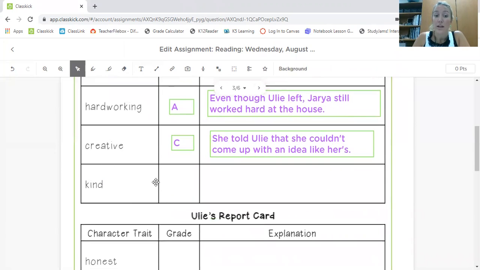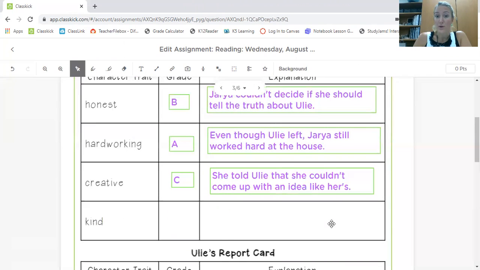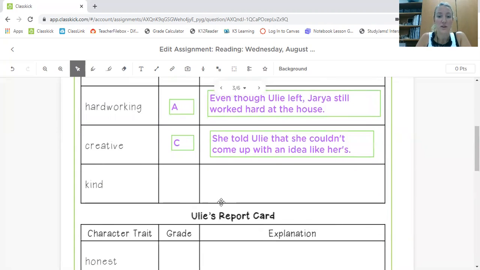This last one I want you to do on your own. You'll need to find evidence in the text that shows if she is kind. And then I want you to write that in the explanation box and then give her a grade. Is she super, super duper kind and she gets an A? Is she kind, get a B or C, or is she not very kind and gets a D or an F? Give her what grade you think.